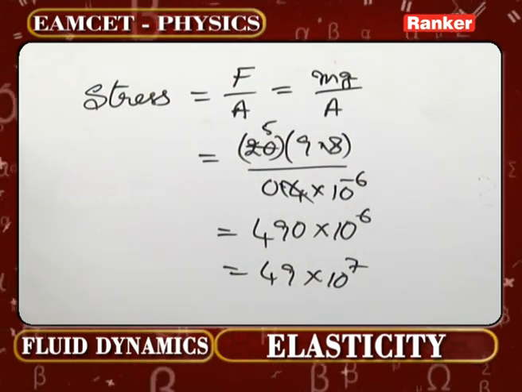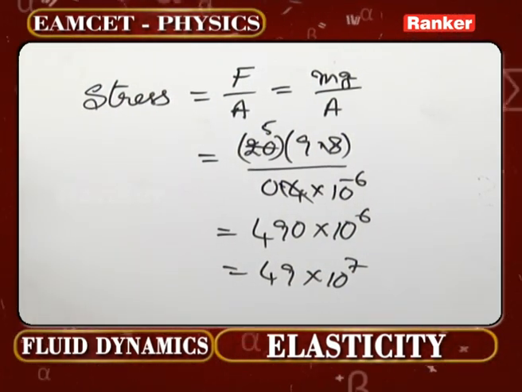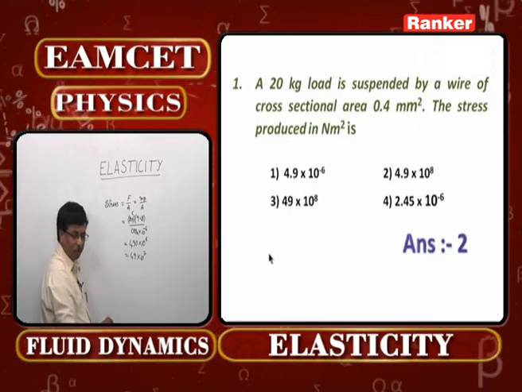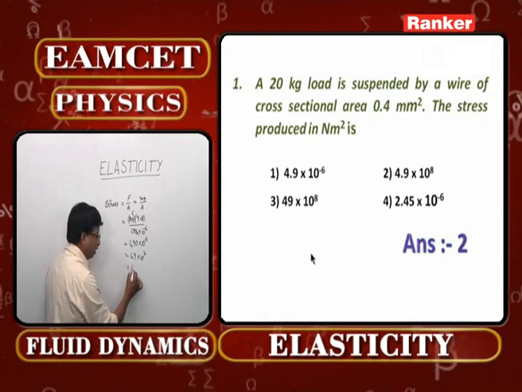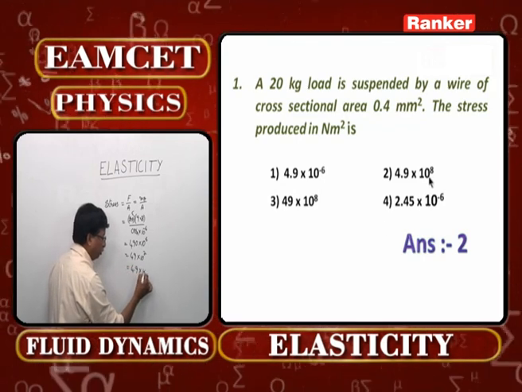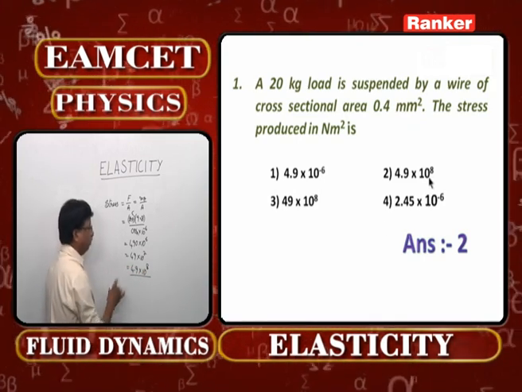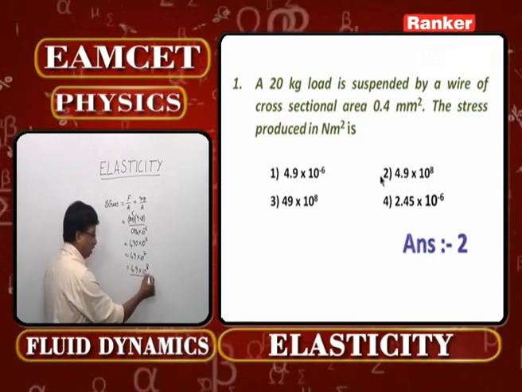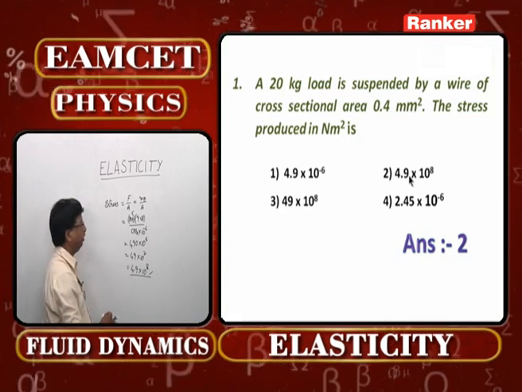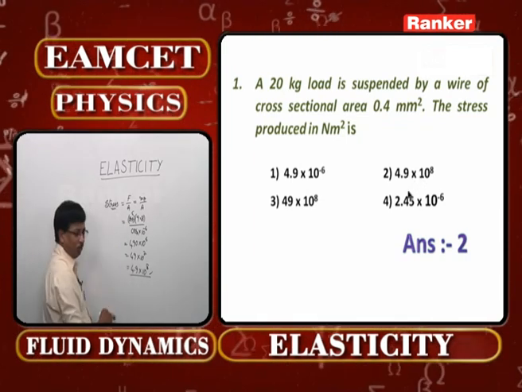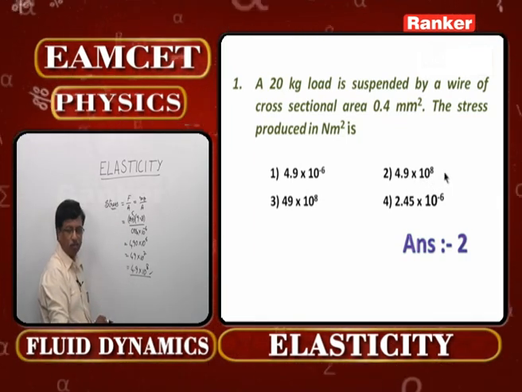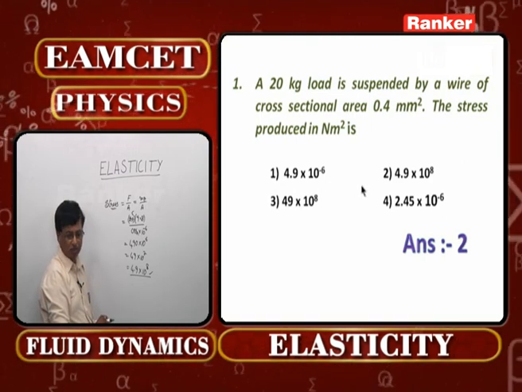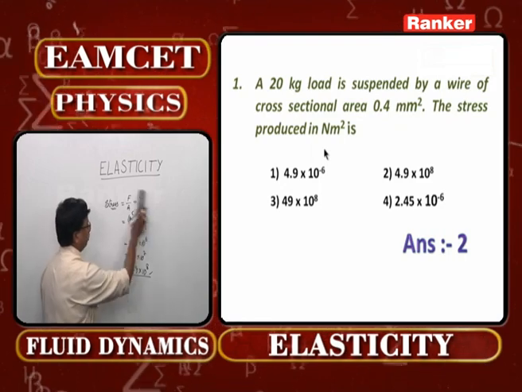Of course, according to the values given over here, what is the correct option here? 49 into 10 power 7 you can write. Otherwise, you can write 4.9 into 10 to the power 8 Newton per meter square is the correct option there. That means the second option which is going to be true for this is directly based on the basic equation for stress which is nothing other than force per unit area. Let us now check the second number please.